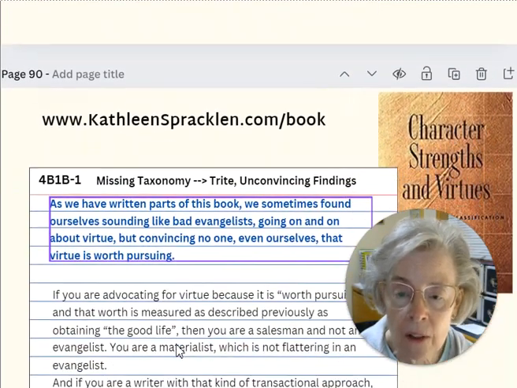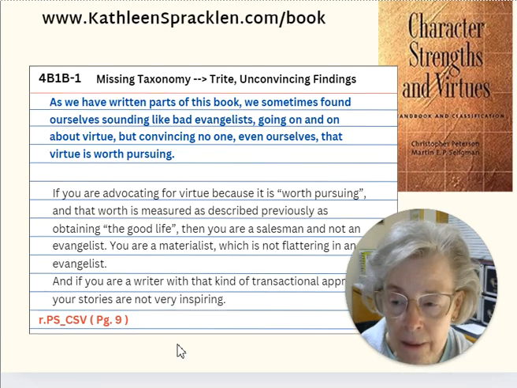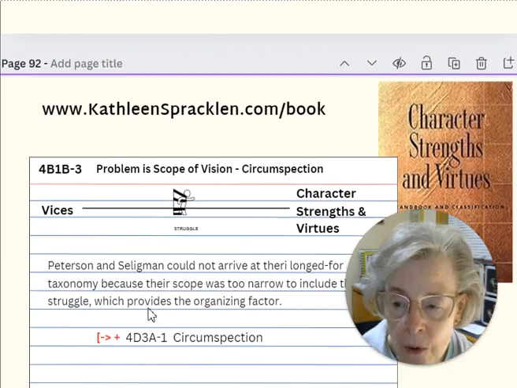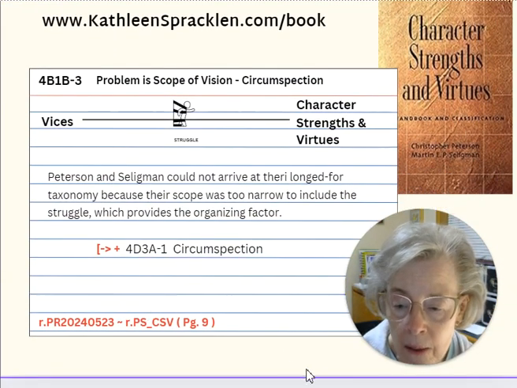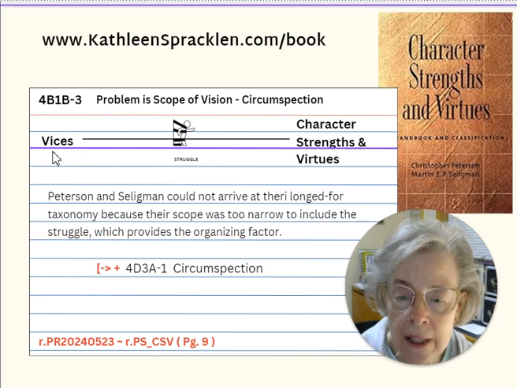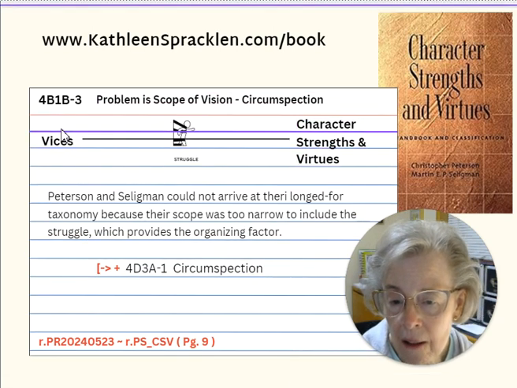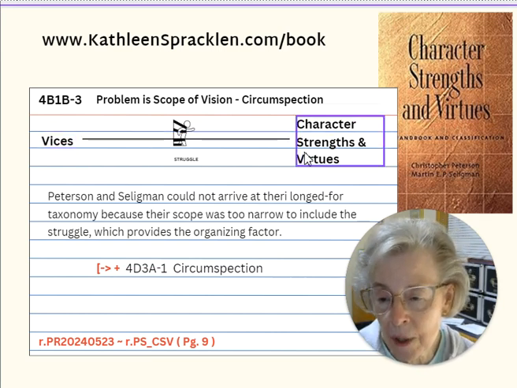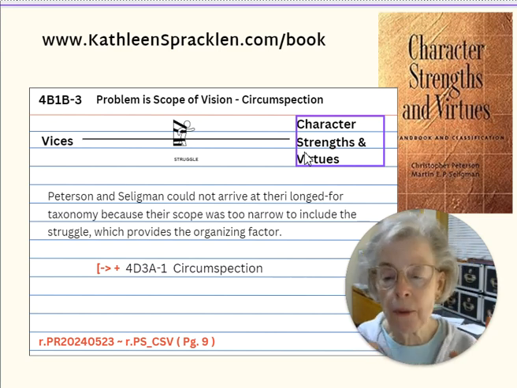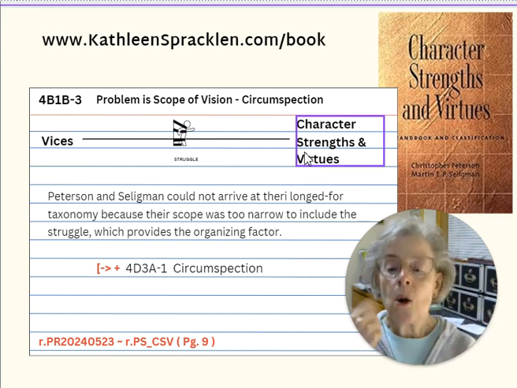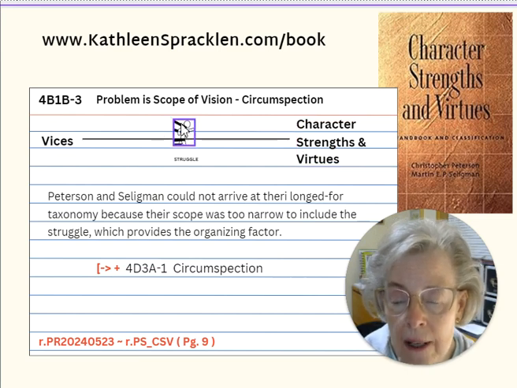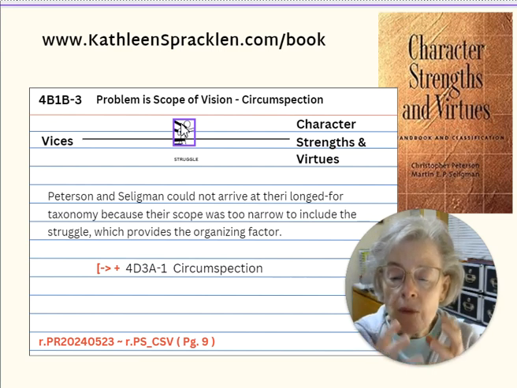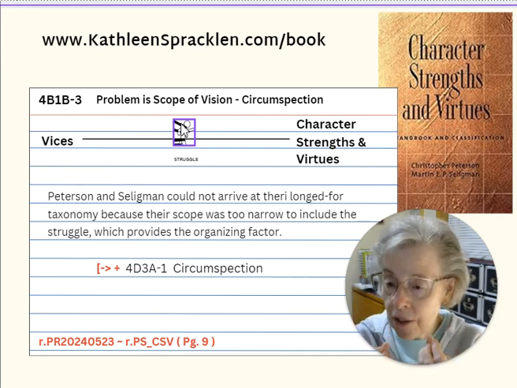Okay, first of all, there's their card 4B1B1 and 4B1B2 that we already saw. And here's the new card 4B1B3. And here you can see the full triad of emotions, what we call the loss state, the struggle, and the victory state. And because we have all three of those in sight, we can easily determine and notice and become aware of how central the struggle is, as it provides the organizing factor for the character traits.